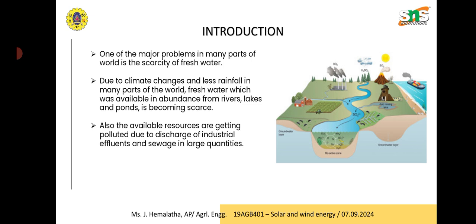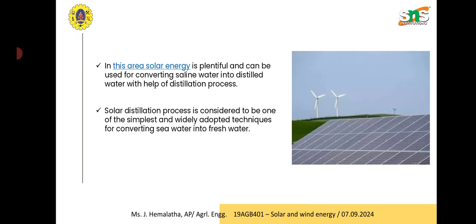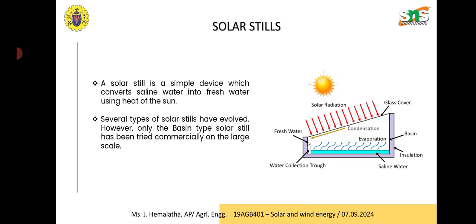It is a simple device to get potable or fresh distilled water from impure water using solar energy as a fuel, for various applications in domestic, industrial and academic sectors. One of the major problems in many parts of the world is the scarcity of fresh water. Available resources are getting polluted due to discharge of industrial effluents and sewage in large quantities. In this area, solar energy is used by implementing solar still technology to get pure water.